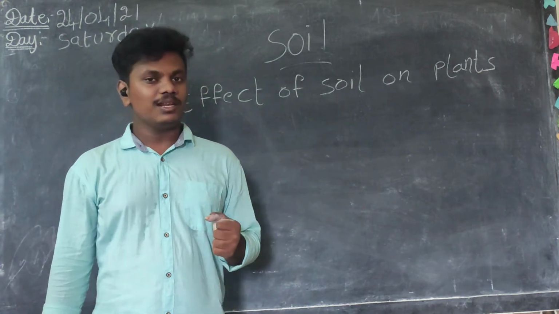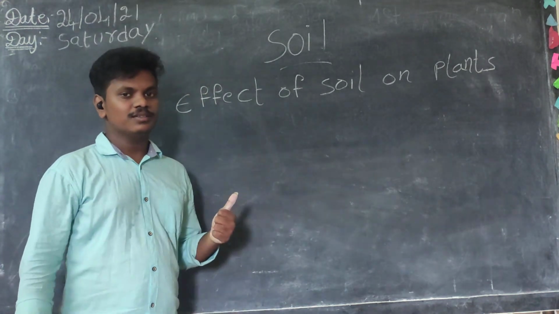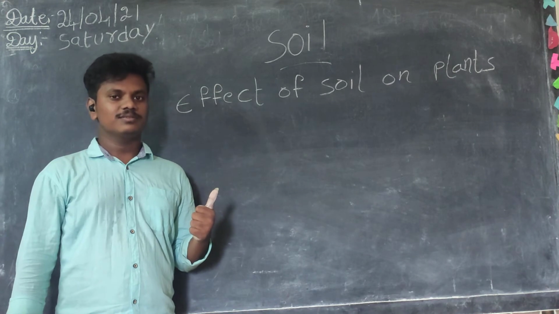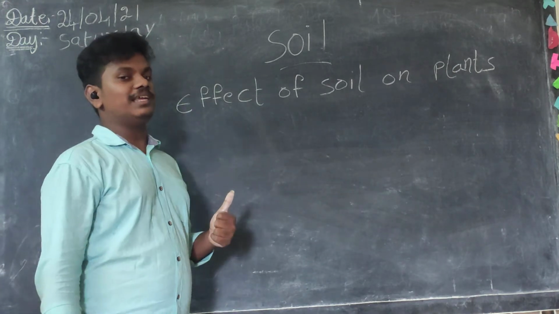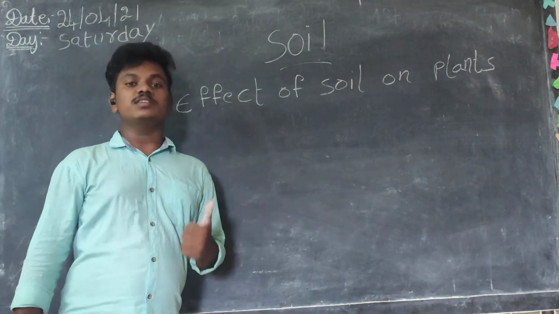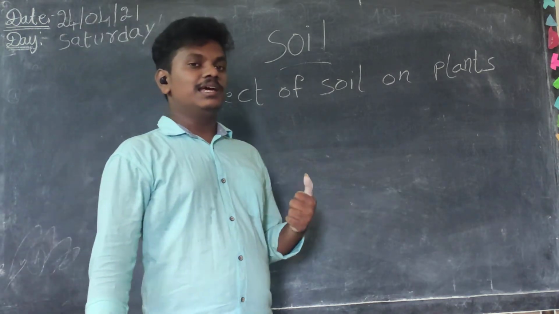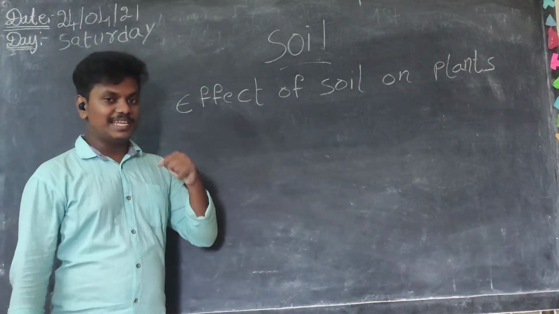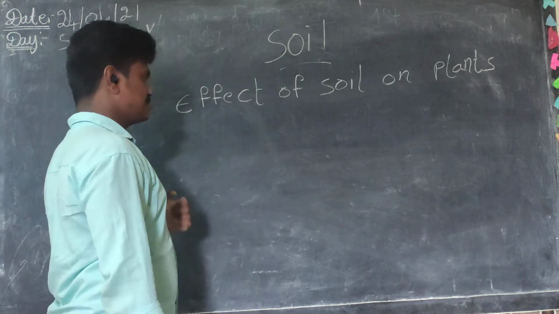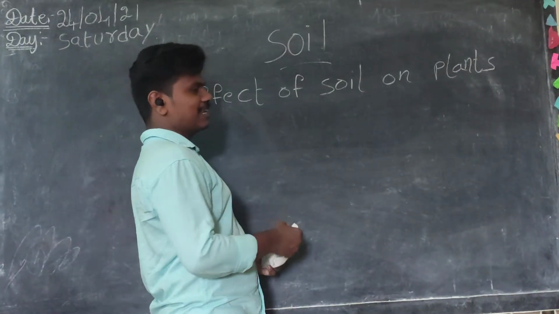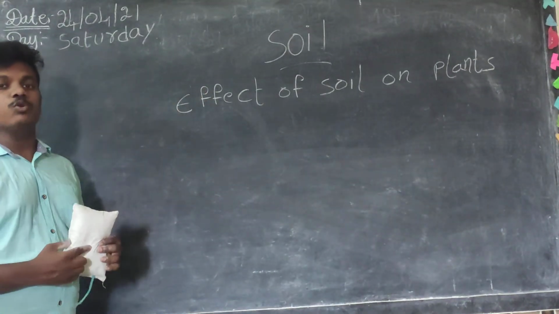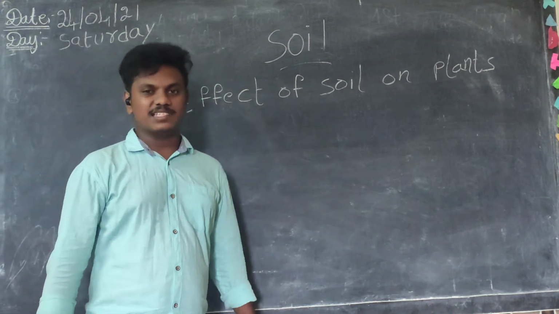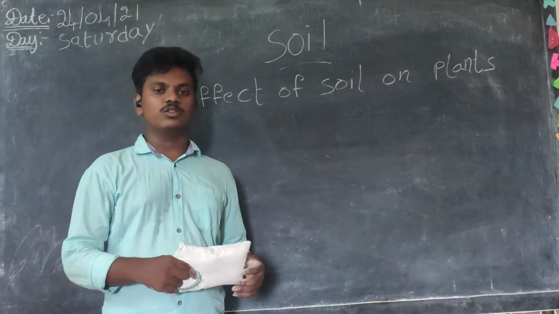Loamy or sandy or clay. What is the soil? We use loamy soil. Why? Because loamy soil is rich in minerals. So that's why we use loamy soil for plants growth, the vegetables and all those things.